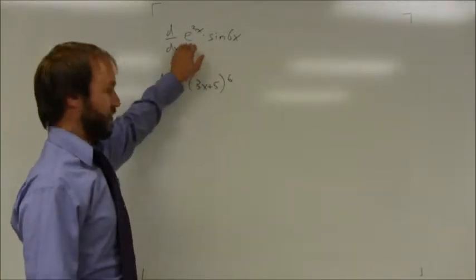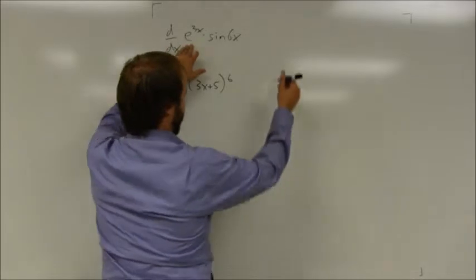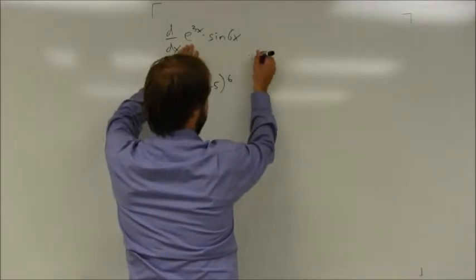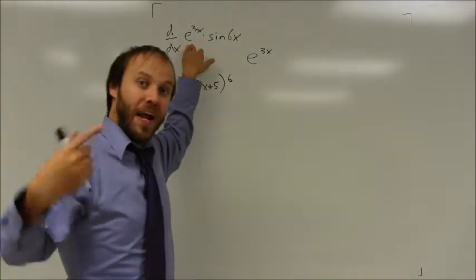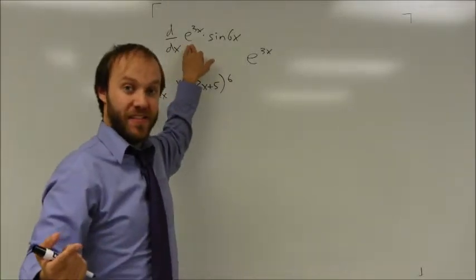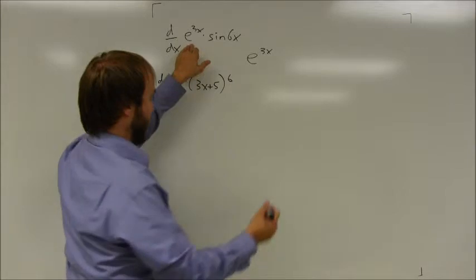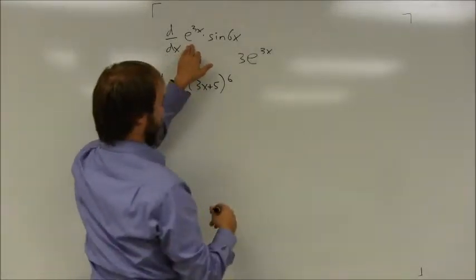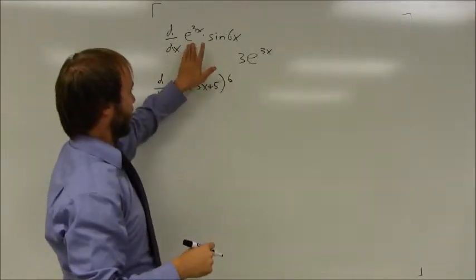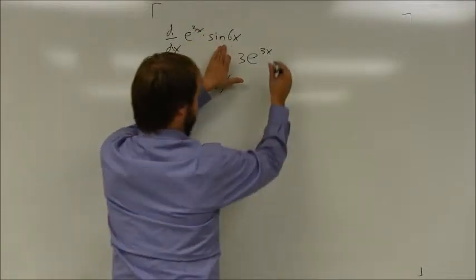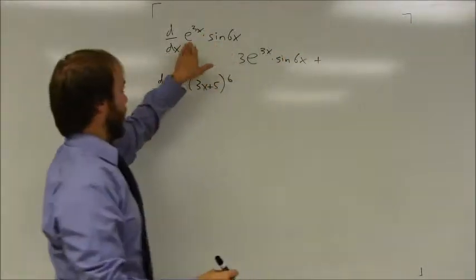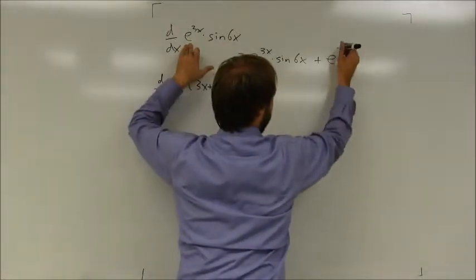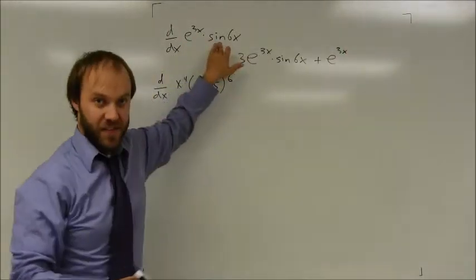So I take the derivative of e to the 3x. Remember that e to a power is its own derivative. So it's e to the 3x, but I have to multiply by the derivative of the inside function. And I'm going to multiply by that out in front just so I can simplify this here. So it's derivative of the first times the second, plus the first times the derivative of the second.